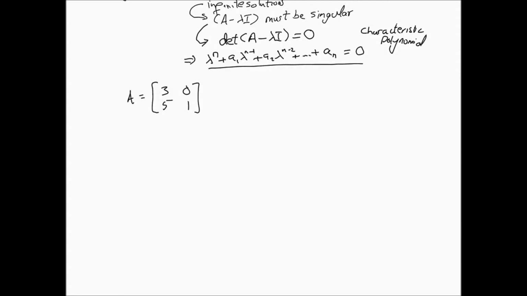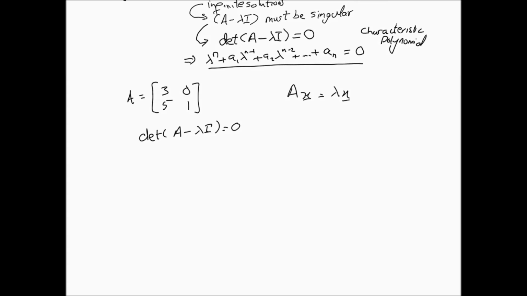Now if I want to find the eigenvalues, what I'm looking at is this situation: Ax is equal to lambda x. Where I begin is by looking at the characteristic polynomial, which comes from this equation, A minus lambda I equals 0. So that's what I'm looking for.